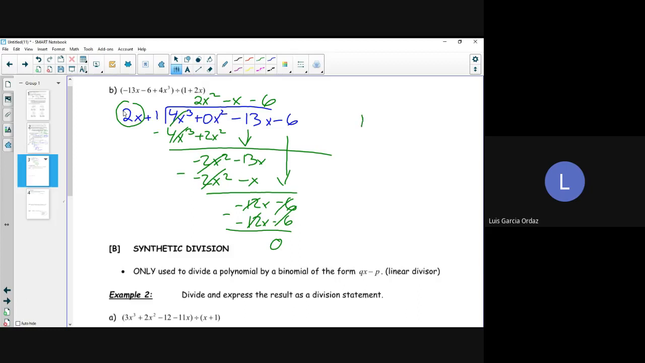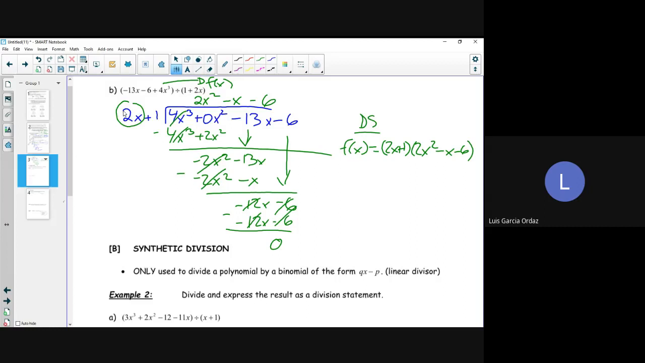So our division statement, again, the function we call is f of x. So f of x is equal to, what is our divisor? 2x plus 1. And what is our quotient? 2x squared minus x minus 6. Yep. So that would be your division statement for that. Okay? And then we get to the easier part now. I mean, some people find long division easier. It's not hard.